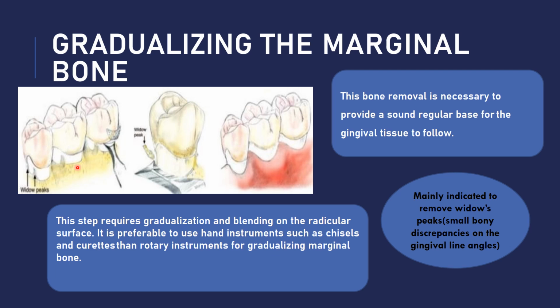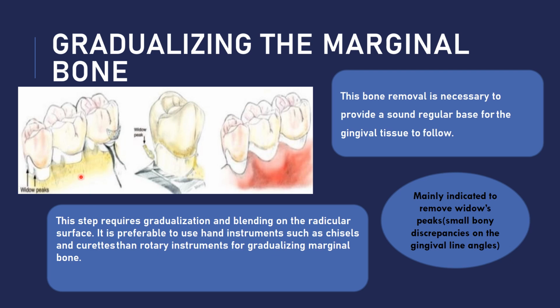This is very important. In the case of removing widow's peaks, you can see there are bony discrepancies. This amount of peak-type discrepancy should be removed for proper flap adaptation. This requires gradualization and blending on the radicular surface. It is preferable to use hand instruments such as chisels and curettes rather than rotary instruments because this is very fine removal.